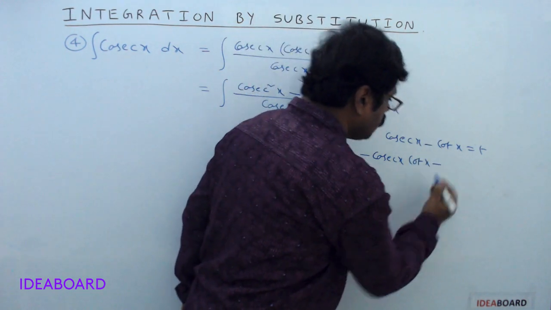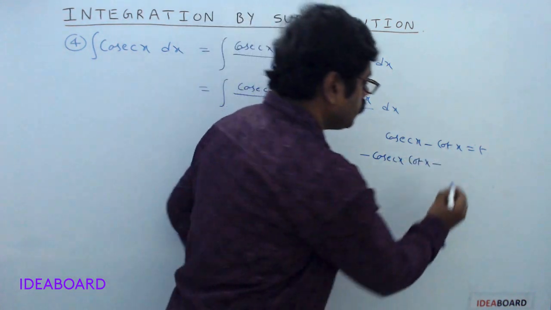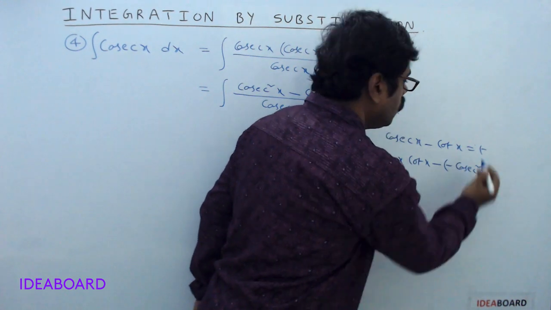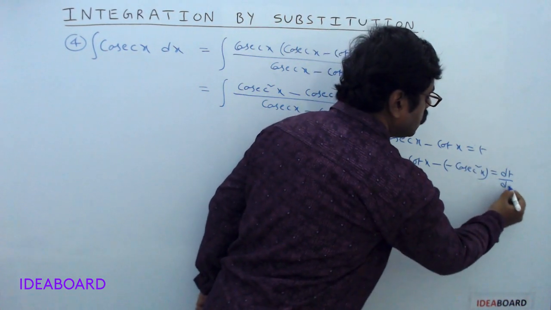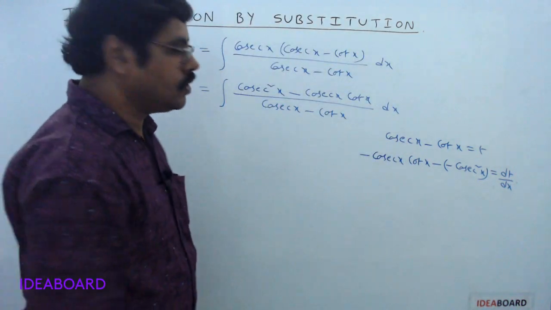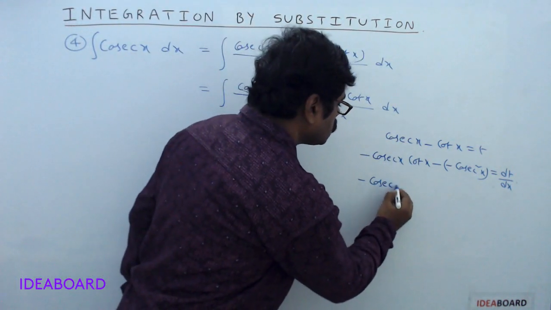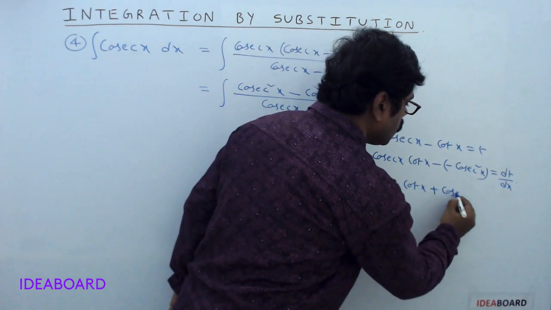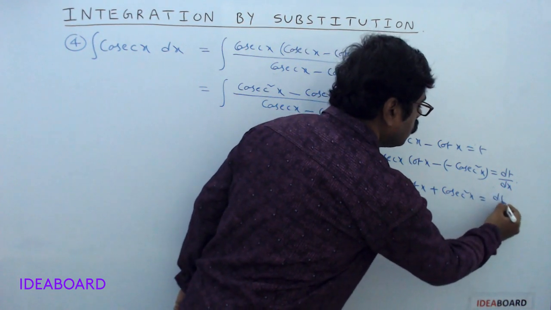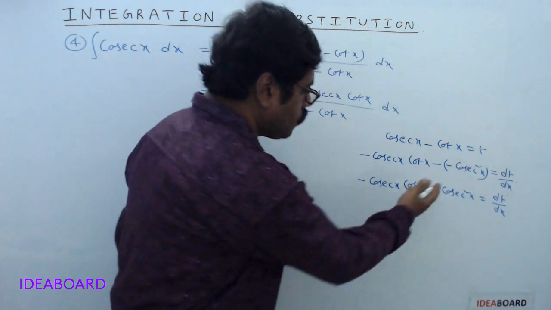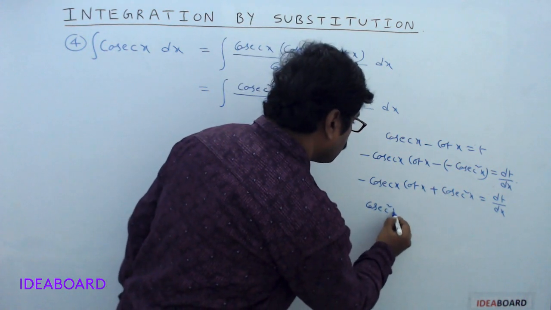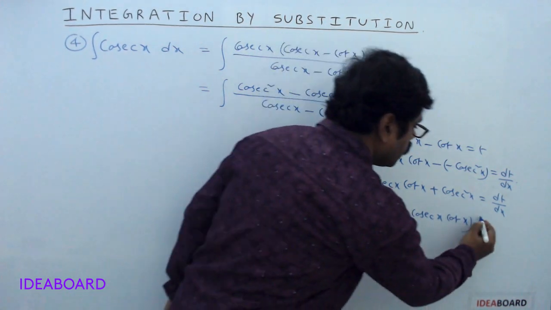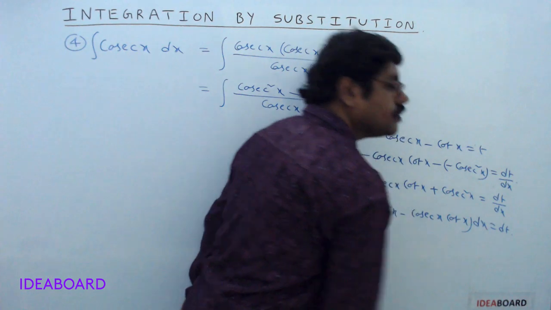Carry this negative sign as it is: minus cot x, derivative minus cosecant square x, equals derivative of t with respect to x, which is dt by dx. Now from this, minus cosecant x into cot x, minus into minus plus cosecant square x equals dt by dx. From this, (cosecant square x minus cosecant x into cot x) dx equals dt.